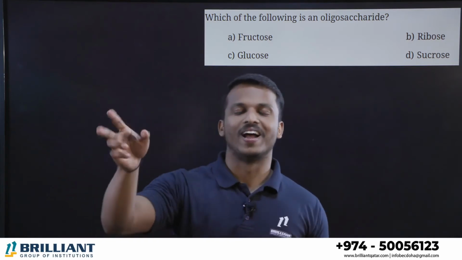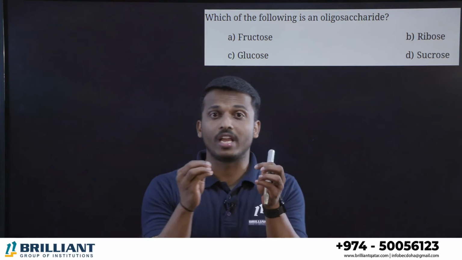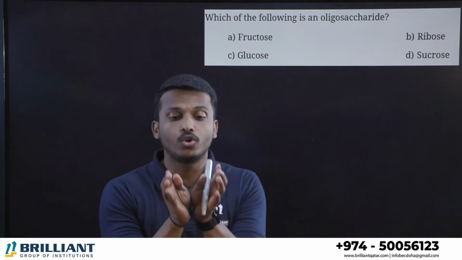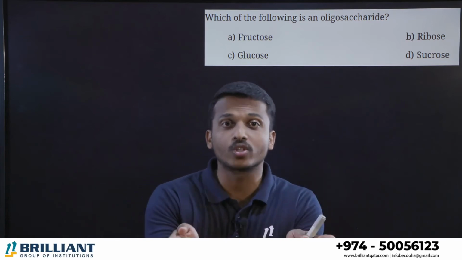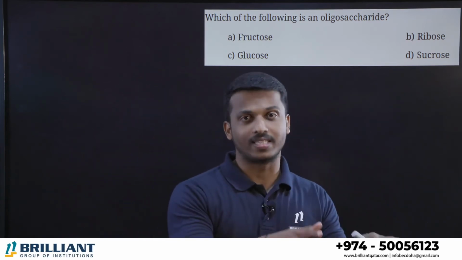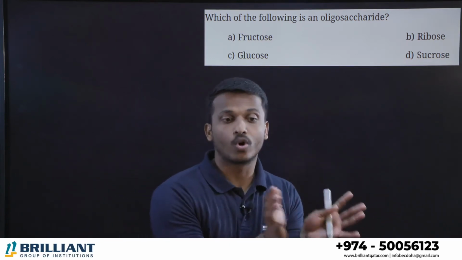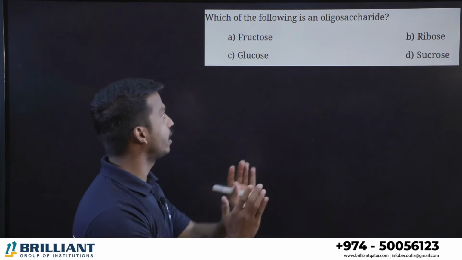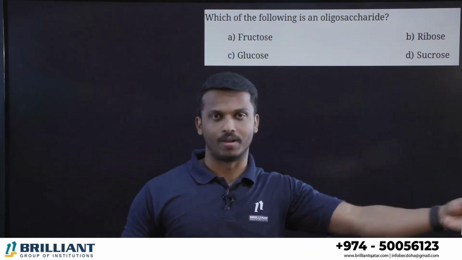Yes or no? In oligosaccharide, when you dissolve in water, they will give you 2 to 10 monosaccharides. If it is giving 2 monosaccharides, you can call it a disaccharide. If it is giving 3, trisaccharide, tetra, penta, like that. Up to 2 to 10 monosaccharides, all together is called what? Oligosaccharide. And polysaccharide means many, right?